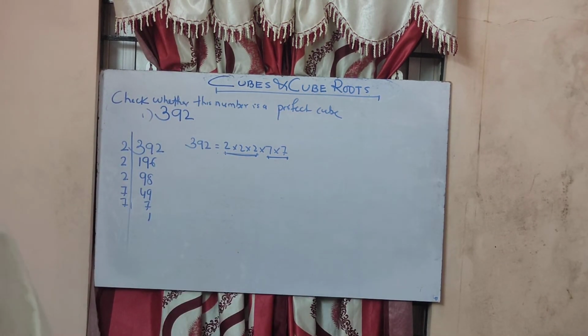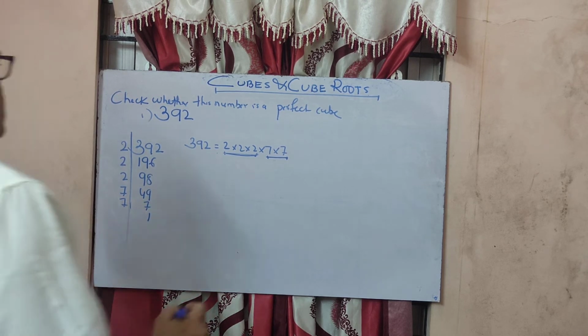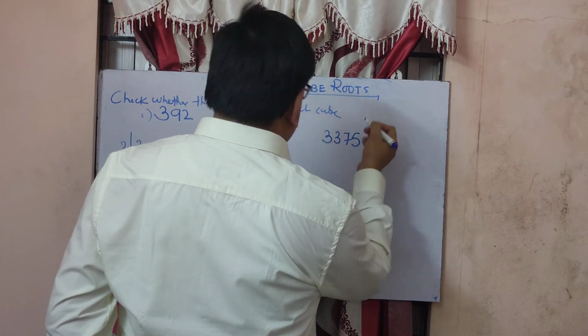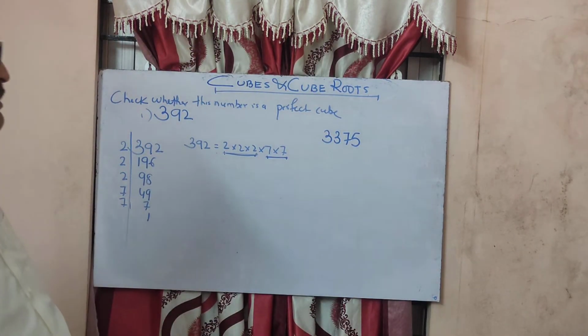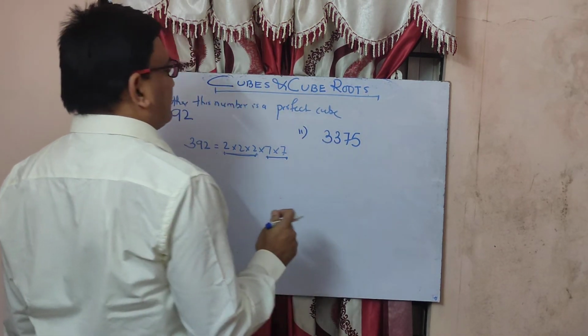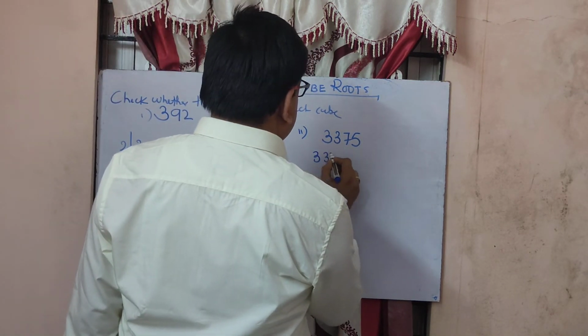In this way, you can calculate. Now let us try another number so that you can understand. Another number is 3375. There is a number. Now you need to find out whether this number is a perfect cube or not. So we know the method, that is 3375.